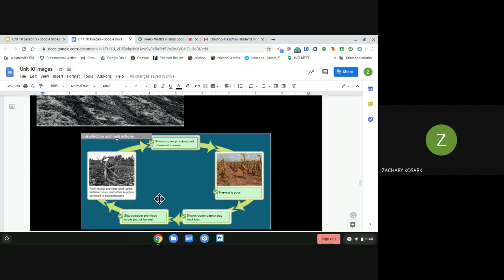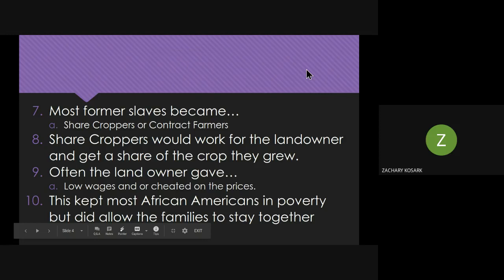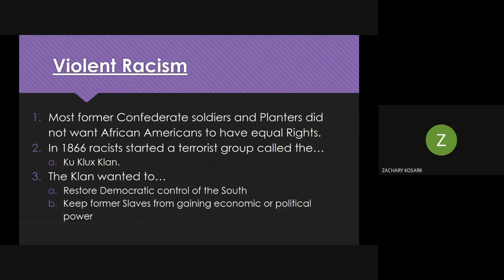No one in this process is making money except for the landowner, which is the same situation as slavery with slight modifications. So something to think about, something that definitely affects African Americans for decades after Reconstruction. Another thing that is going to happen during this Reconstruction era is there's going to be a lot of violent racism in the South, because as African Americans start to assert themselves in Southern society, both politically, economically, just on an everyday kind of basis, most former Confederate soldiers and planters did not want this to take place. They didn't want African Americans to have equal rights.